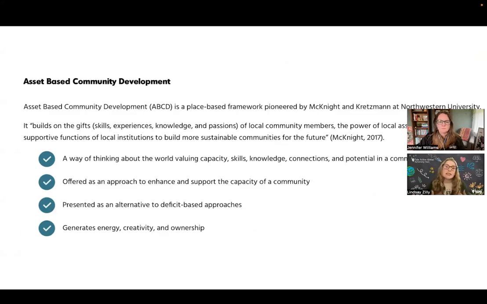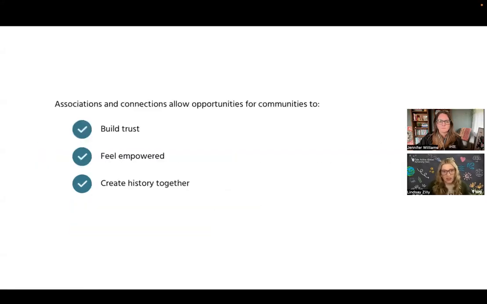This way of thinking doesn't need to just be applied to climate action, though. It can be applied anywhere. It's offered as an approach to enhance and support the capacity of a community. It's presented as an alternative to that deficit-based or problem-seeking approach, and it generates energy, creativity, and ownership over learning. It's a really great way to approach any kind of education. What we've also found is that it creates connection in communities where we can build trust, where people feel empowered, and then we're able to create history together.